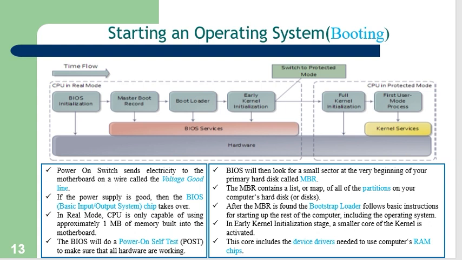BIOS will then look for a small sector at the very beginning of your primary hard disk called MBR. The MBR contains a map of all the partitions of your computer hard disk. After the MBR is found, the bootstrap loader follows basic instructions for starting up the rest of the computer, including the operating system. In the early kernel initialization stage, a smaller core of the kernel is activated. This core includes the device drivers needed to use the computer's RAM chips.